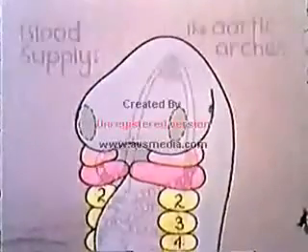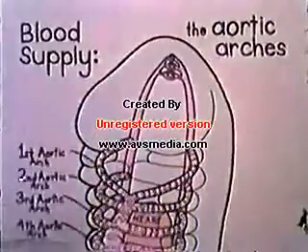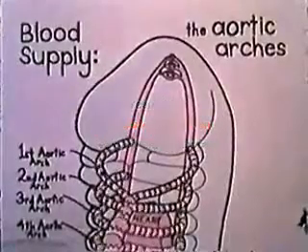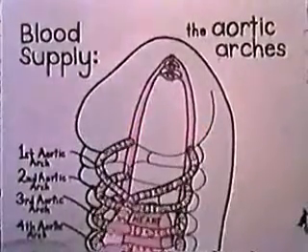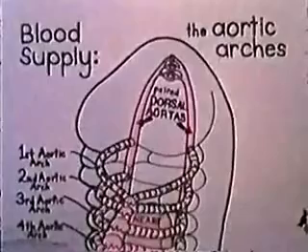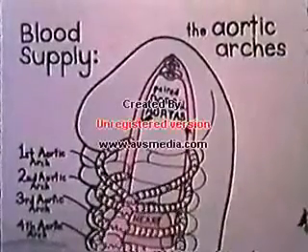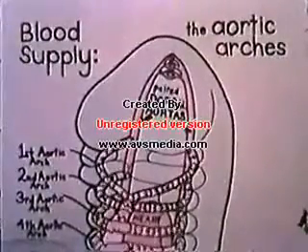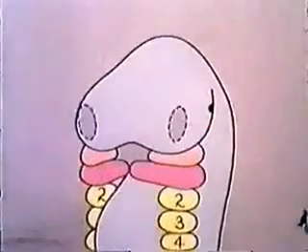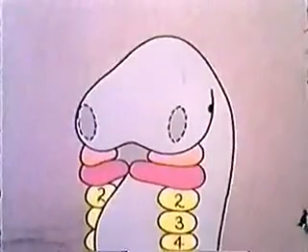Each pair of pharyngeal arches is nourished by a corresponding pair of aortic arches. The aortic arches are arteries branching from the 2 dorsal aorta. Eventually, these aortic arches become the major vessels of the neck and trunk, but for the most part, the 1st and 2nd aortic arches disappear.